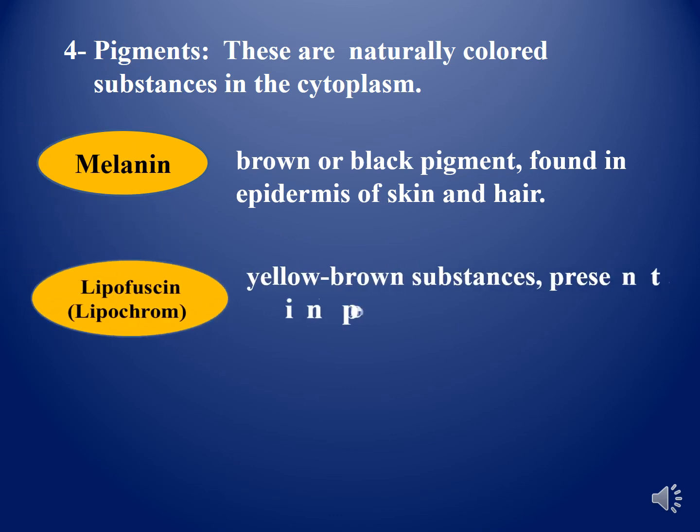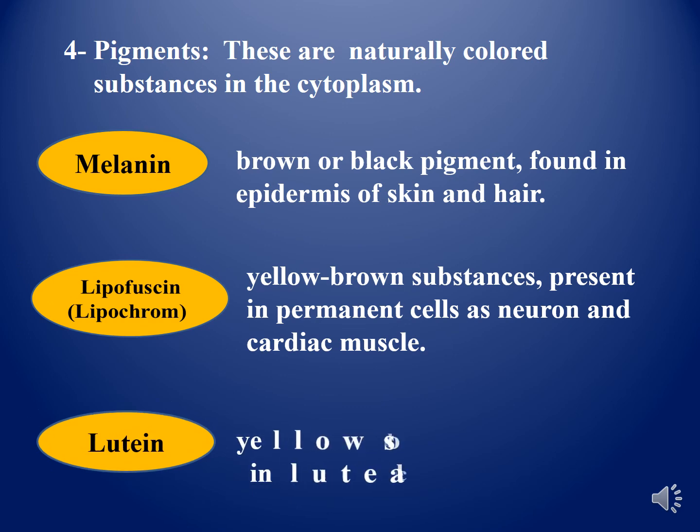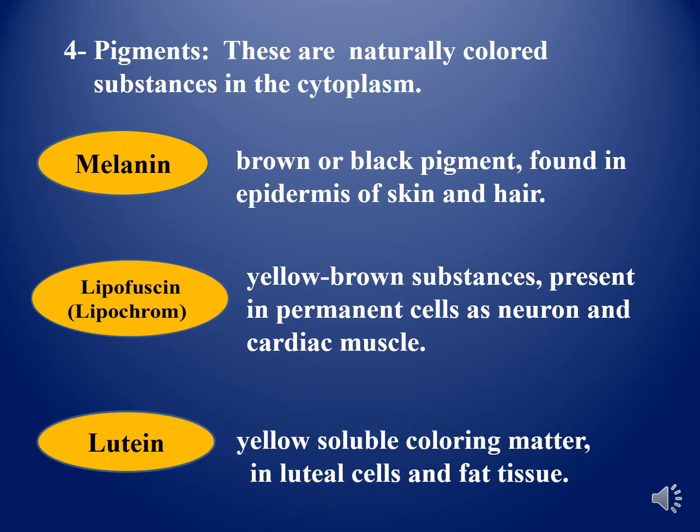Lipofuscin. It is a yellow-brown substance that is present in permanent cells such as neurons and cardiac muscles. Also, lutein, which is found in luteal cells and fat tissue as a yellow soluble coloring matter.